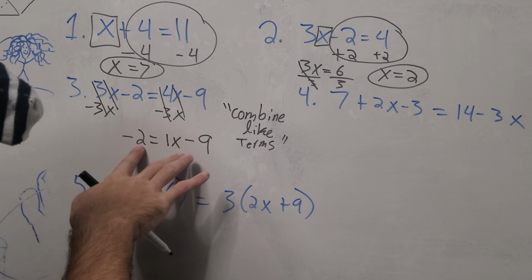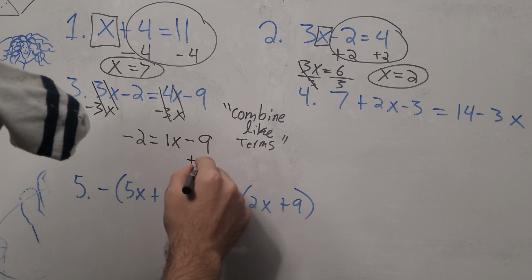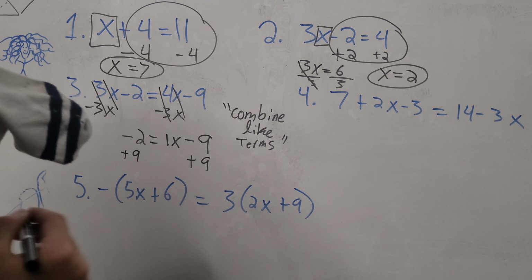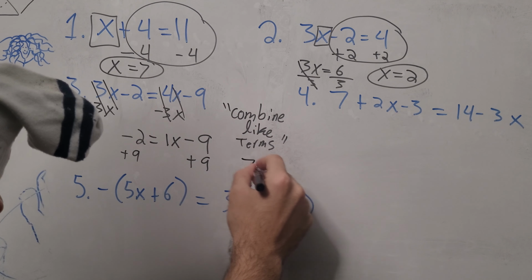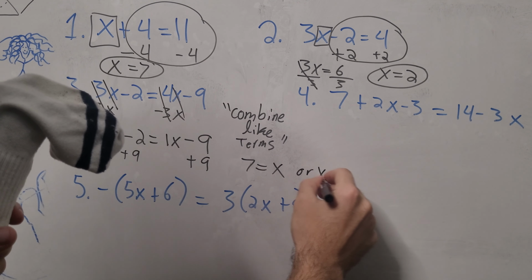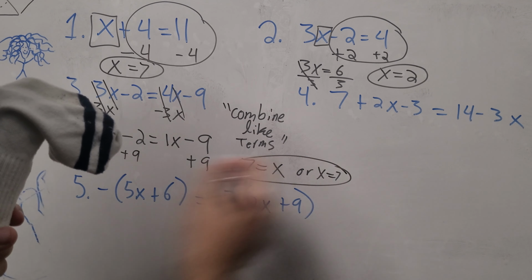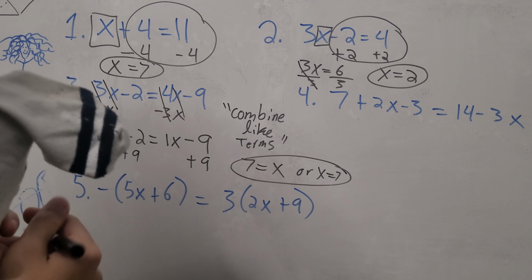All right, moving on with this problem. We have negative 2 equals 1x minus 9. All I have to do is add 9 to both sides. Over here we have positive 7 equals x, or x equals 7. All right, and that is interchangeable. You could change the sides. You could flip them like that.